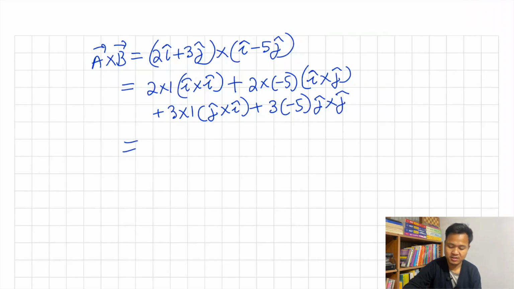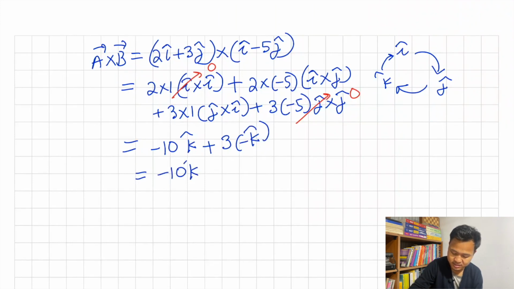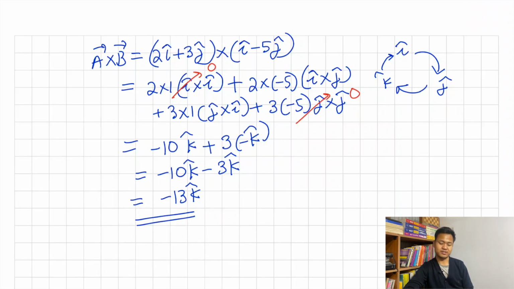Now you have to solve this. i cross i is 0, j cross j is 0, so those two terms are 0. You have 2 into minus 5 is minus 10, and i cross j is plus k, clockwise. Plus 3 into 1 is 3, and j cross i is counterclockwise, minus k. So this is minus 10k minus 3k. Since both are k, I can combine them: minus 13k. So this is your cross product.